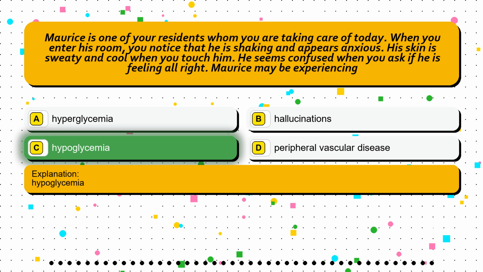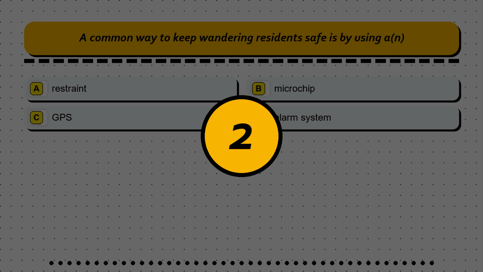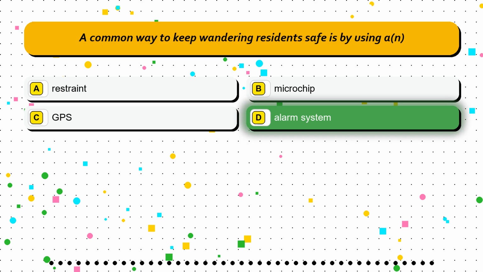Question 10. A common way to keep wandering residents safe is by using: Option A, restraint. Option B, microchip. Option C, GPS. Option D, alarm system. The correct answer is option D, alarm system.